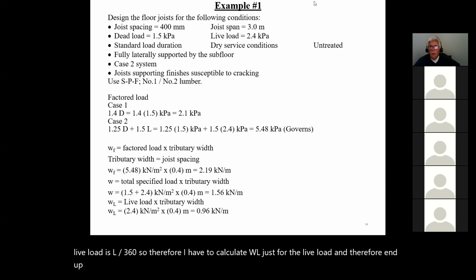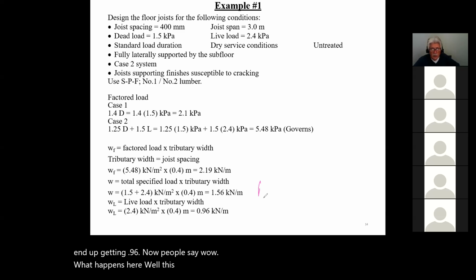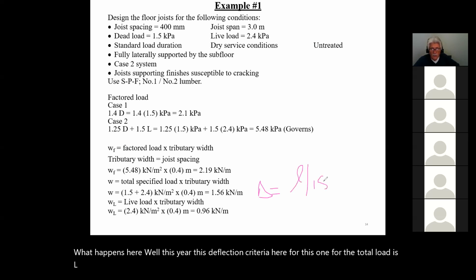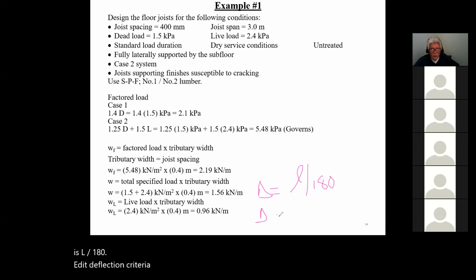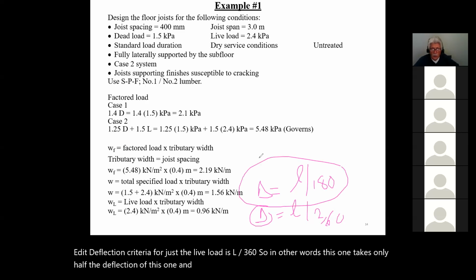Now, people say, wow, what happens here? Well, the deflection criteria for the total load is L over 180, and the deflection criteria for just the live load is L over 360. So in other words, the live load case allows only half the deflection of the total load case, and that's why you check both.